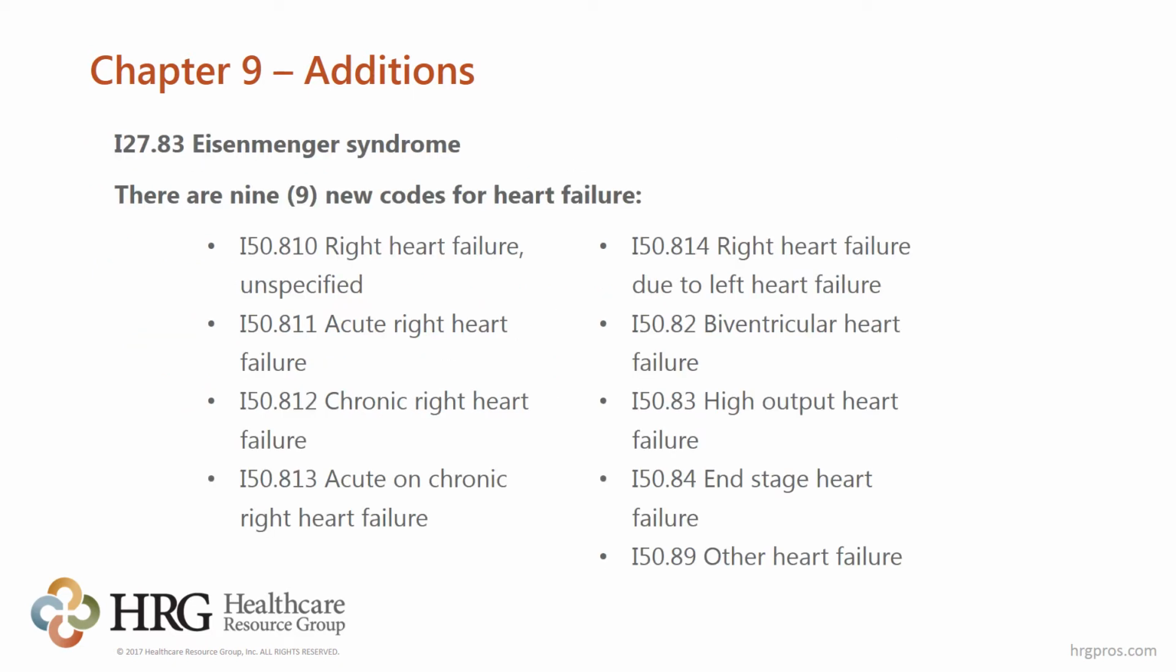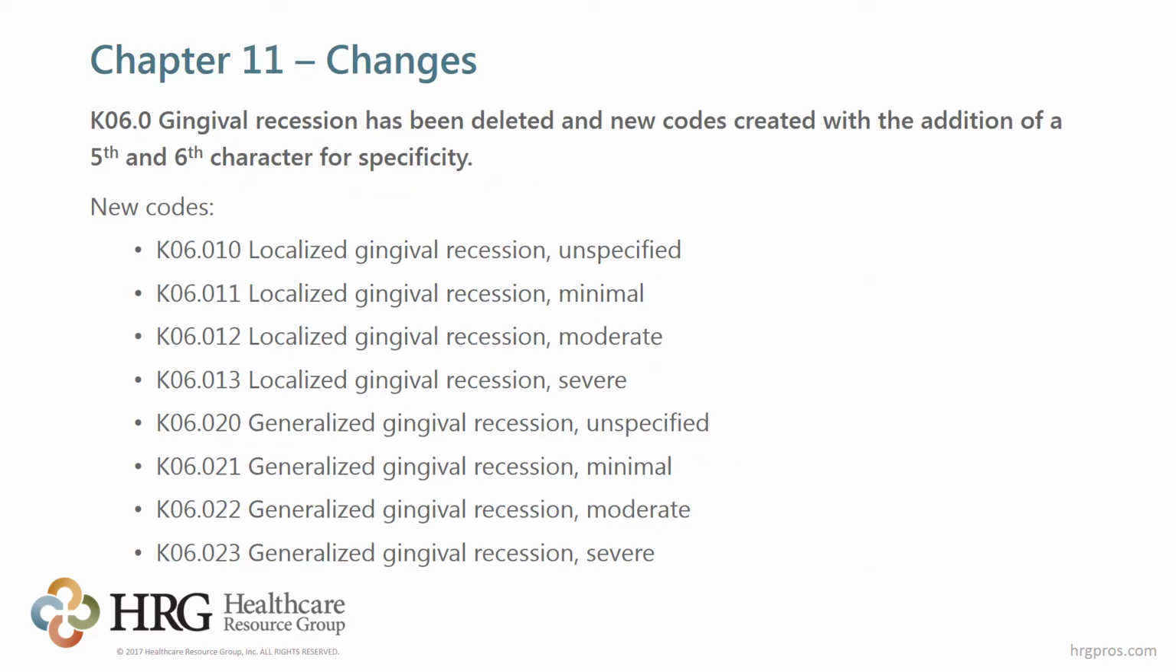The final code additions to Chapter 9 are listed on this slide. There were 9 new codes added for heart failure that specify acute, chronic, and even end stage. There was one final code addition for Eisenmenger syndrome as well. The next changes are found in Chapter 11. Gingival recession has been deleted, and new codes were added with the addition of a fifth and sixth character to further specify the condition as minimal, moderate, or severe.